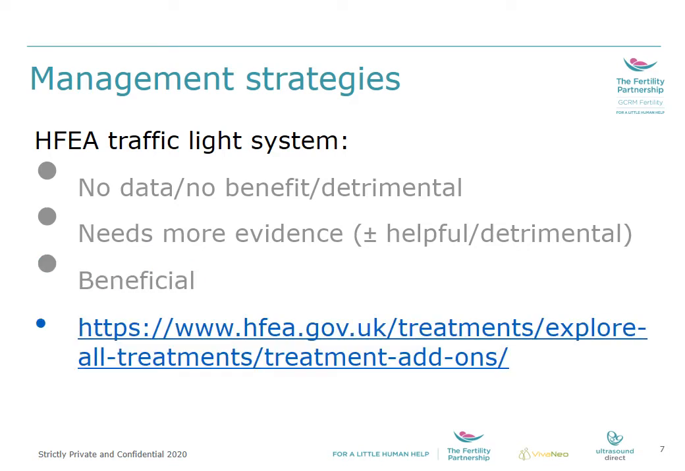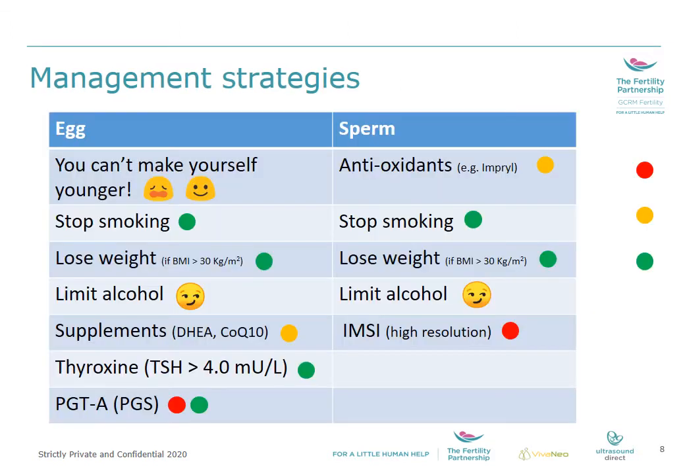And they have a web link to go to the website for what they call treatment add-ons. But the red, amber, green system is a very useful way of looking at these things. And the HFEA system has been adopted by the British Fertility Society, so that's what I'm going to talk about, the red, amber, green system. So first of all, if we look at the eggs and we look at the sperm.